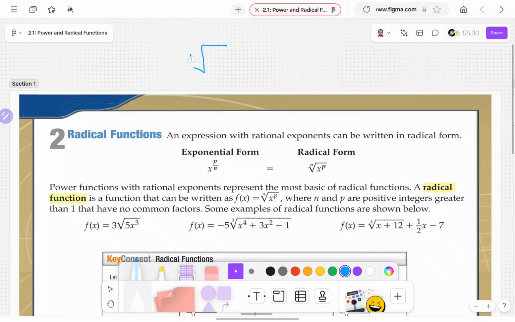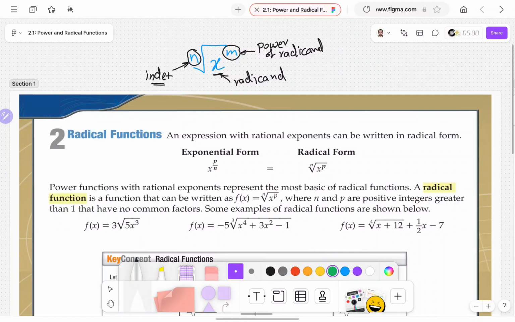Means if I have the nth root of x to the power of m. Okay, so now what does n mean? n here is the index. So the radical always depends on the index. And what is m here? This one is the power of the radicand. Okay, what is the radicand? The radicand is the x. Now this is the radical form.